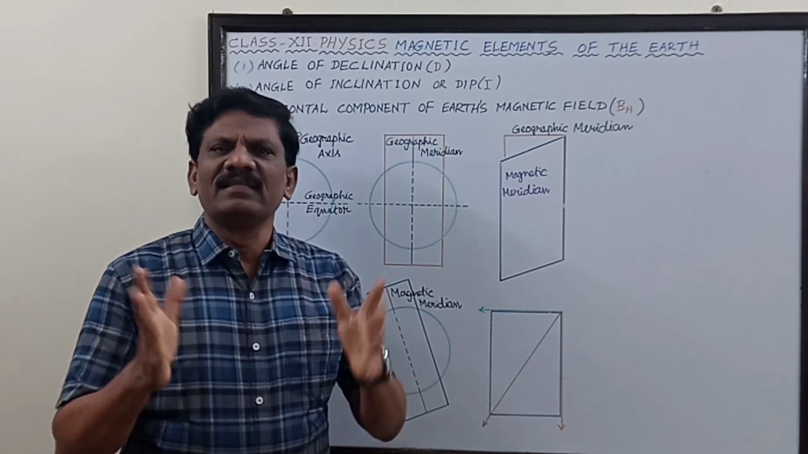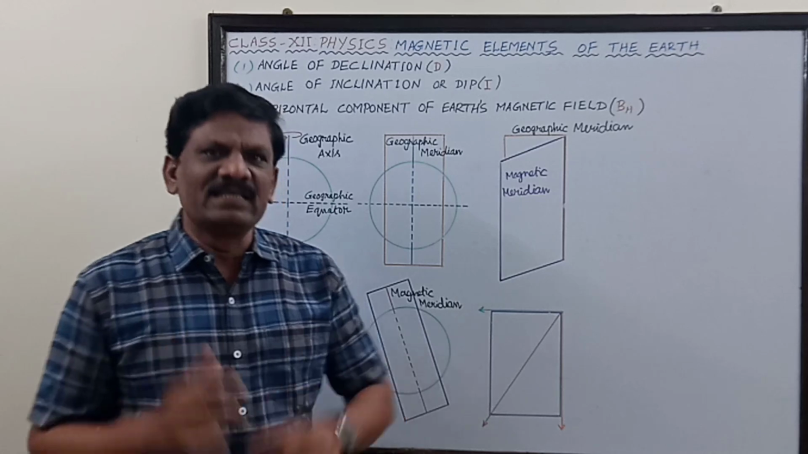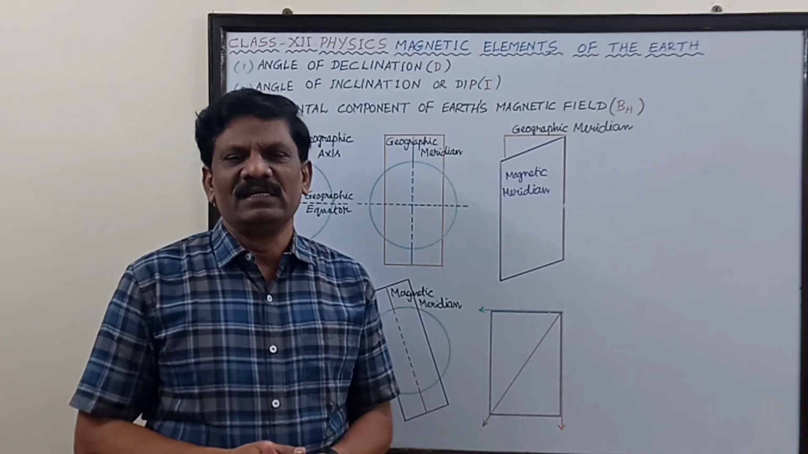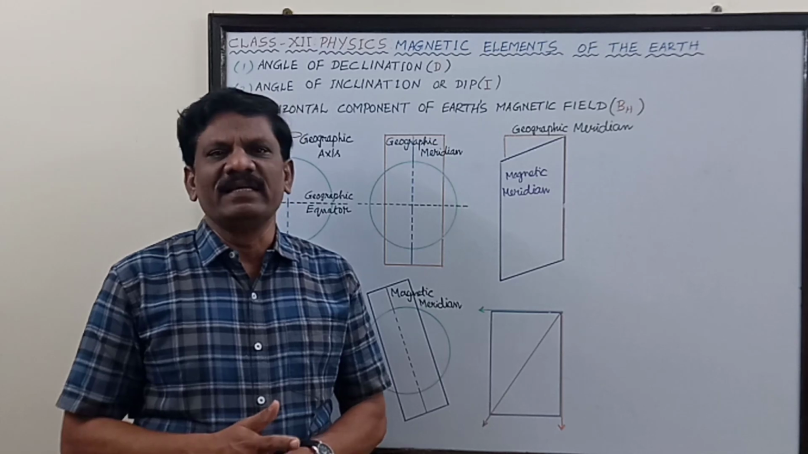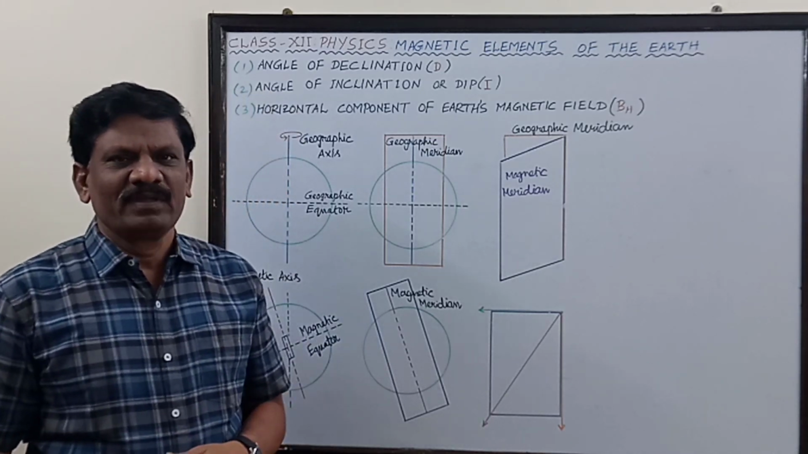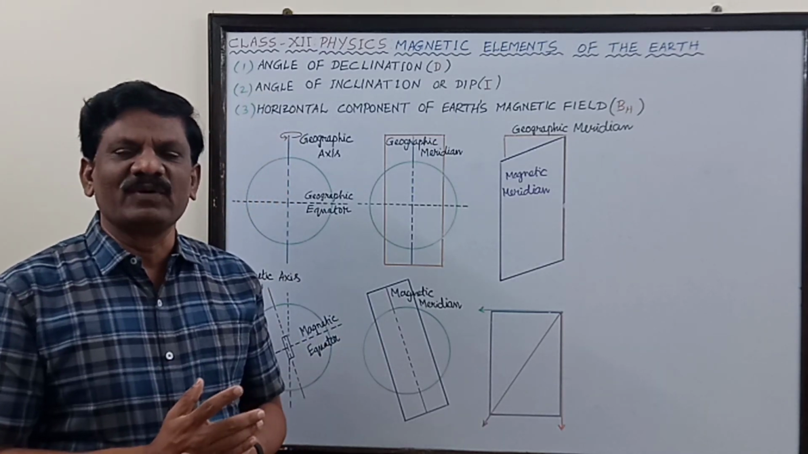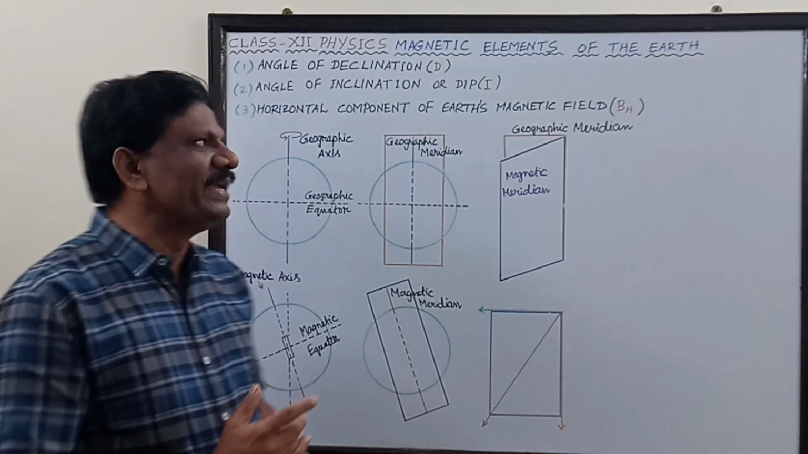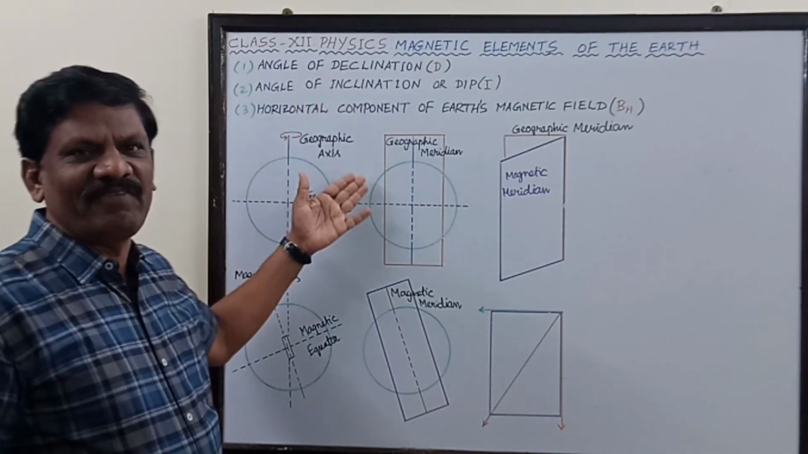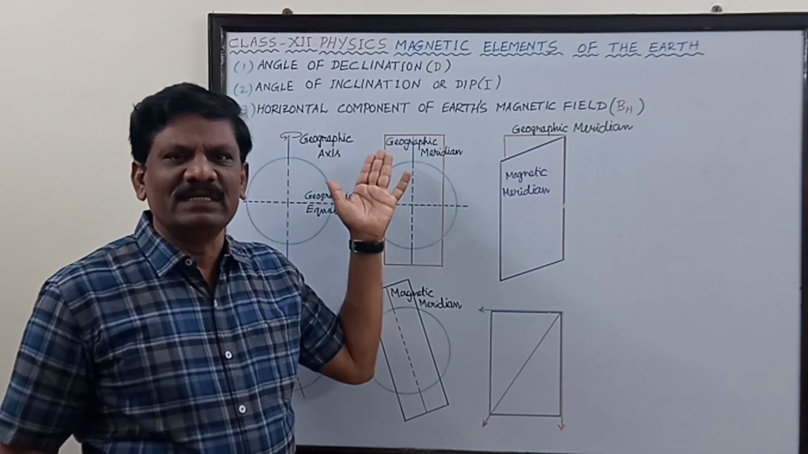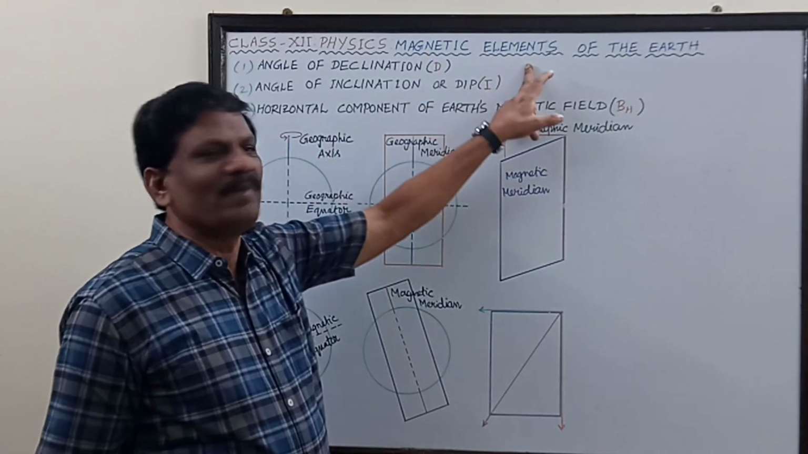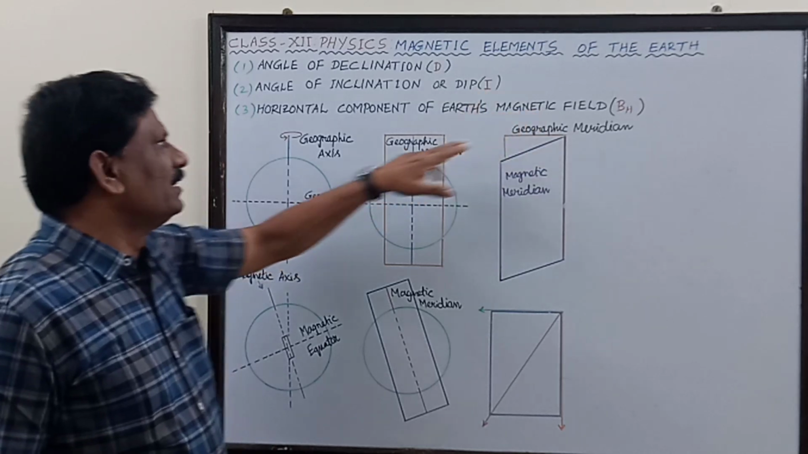Okay, if earth is considered to be a magnet, then what are the magnetic elements of the earth? How are we going to study the magnetism of the earth? The magnetism of the earth is also called geomagnetism, and to study the geomagnetic behavior of the earth, three important factors must be remembered. So what are the three important factors which are called the magnetic elements of the earth?